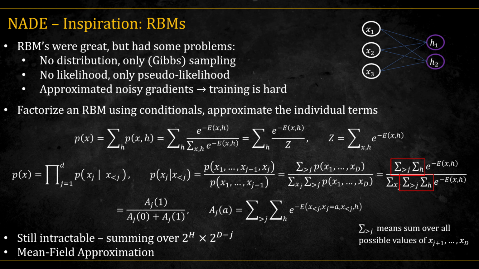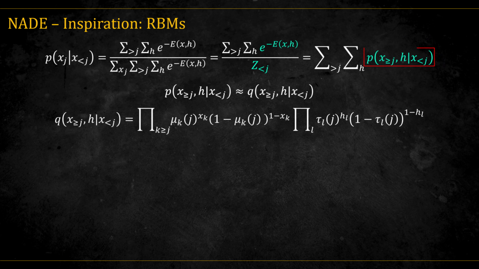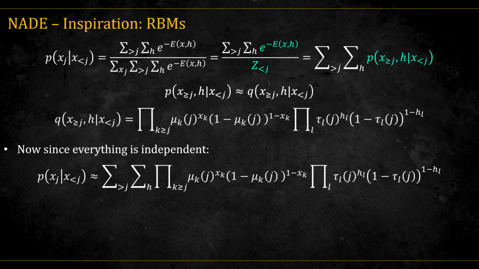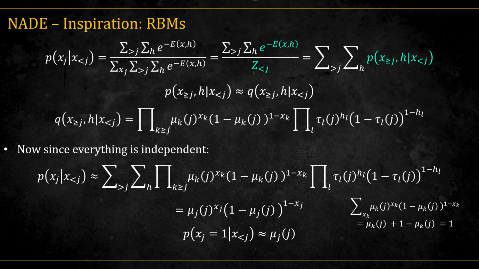The sums that appear are computationally intractable. So they used mean field approximation to approximate these conditionals. They look at these quantities over here, that is, given all the previous units, what's the probability of the hidden units and all future and current units? And they approximate it with independent distributions, one for each visible and hidden unit. Since everything is independent, these problematic sums simply disappear. We can switch between the sums and the product, and then the sums are equal to 1. And so each conditional is approximated by the means of this approximated distribution.